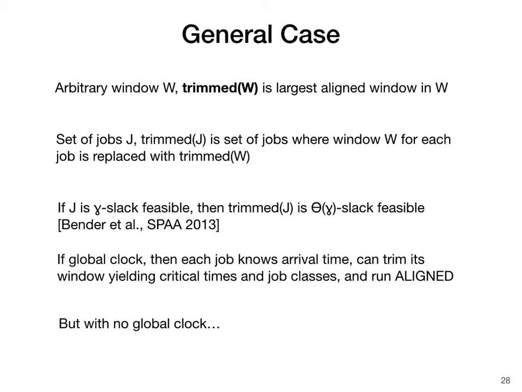So, now things would be great if we had a global clock. Jobs would know their arrival time, could trim their windows, and we'd have job classes and critical times and everything that we need to run aligned. Unfortunately, we don't have a global clock, so what do we do?